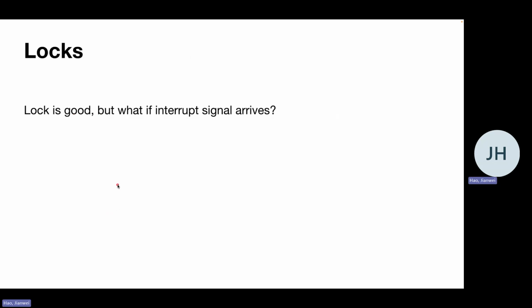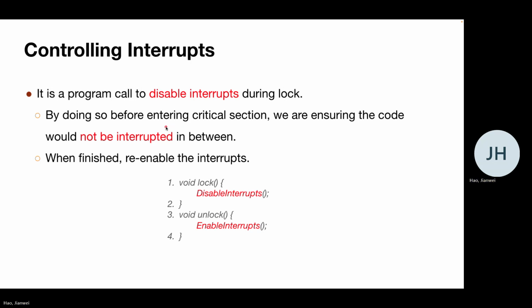So lock is good for solving data race conditions, and it can protect the thread. But what if an interrupt signal happens? And if a program is called, that means we need to design some mechanism for this situation.